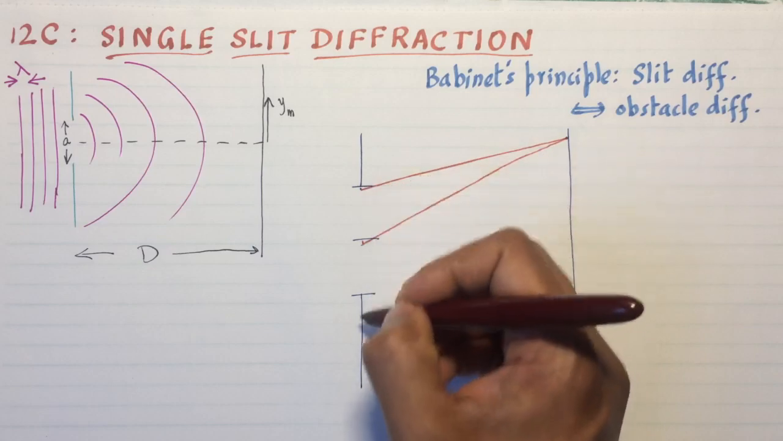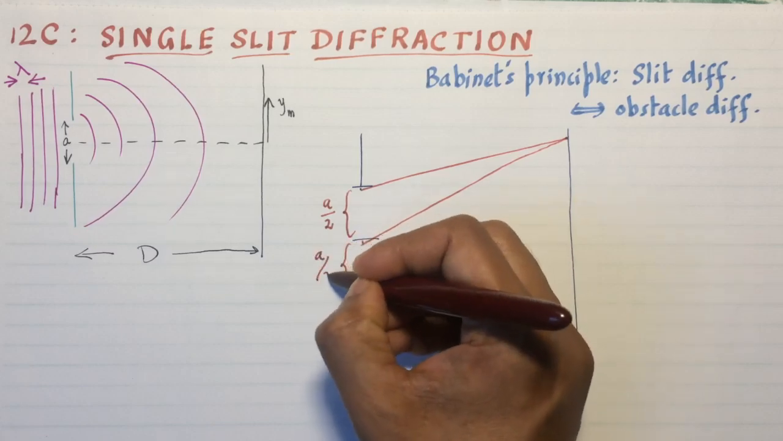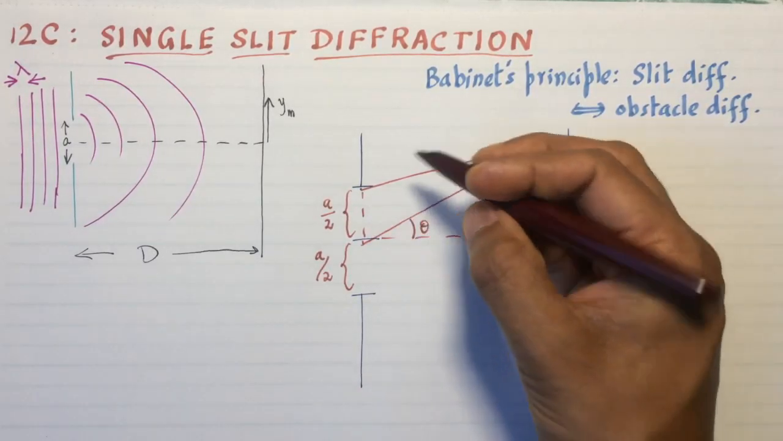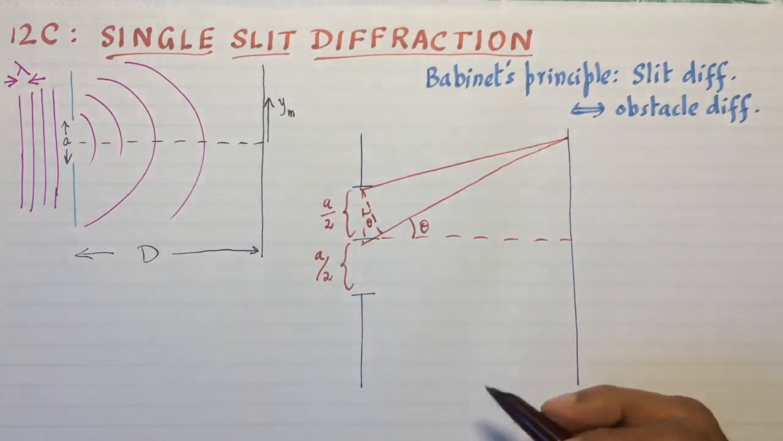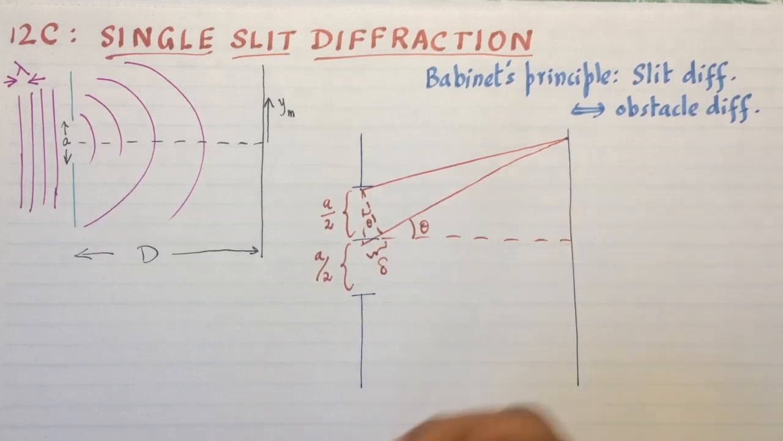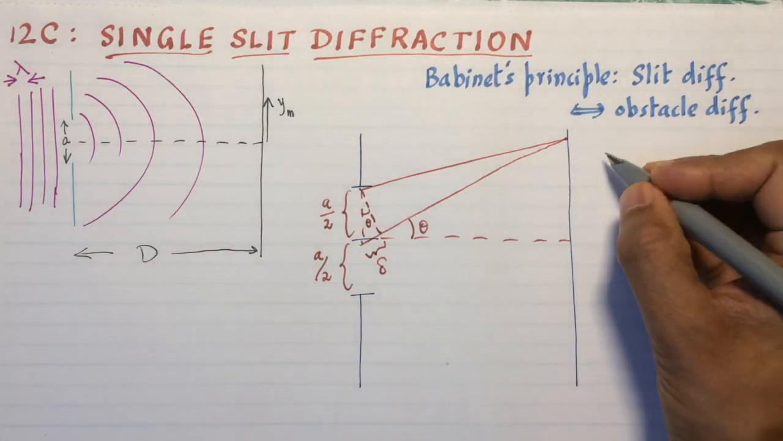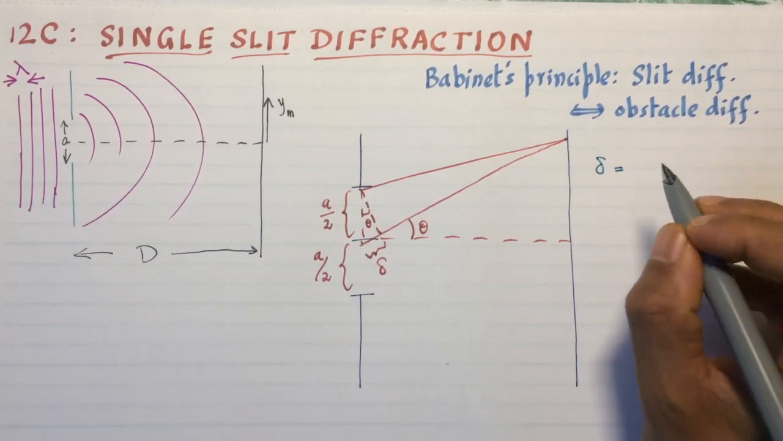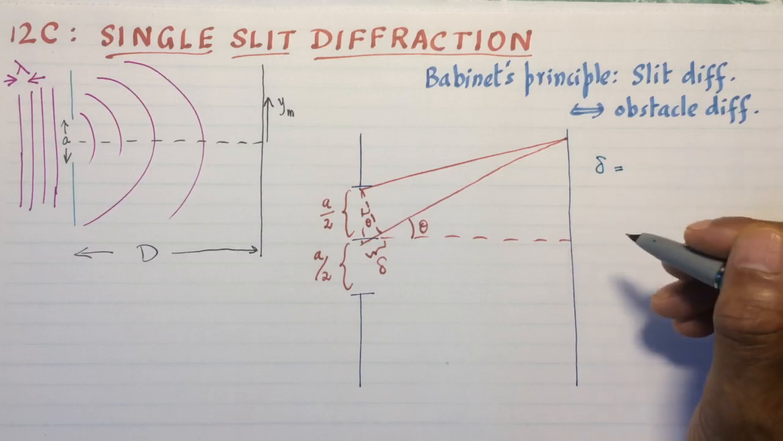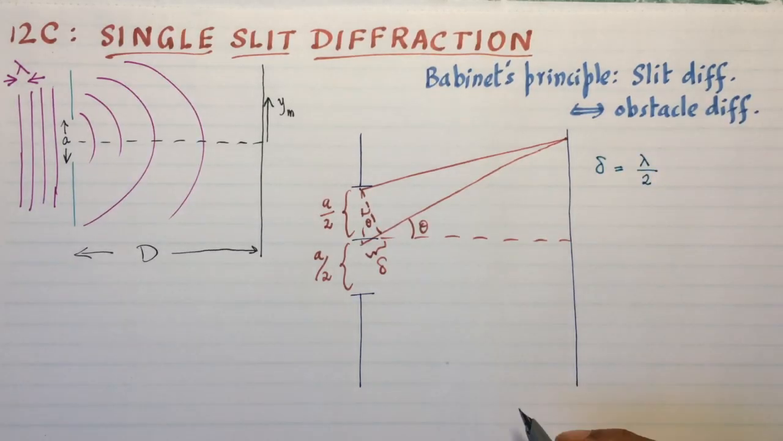Now remember, since I've divided this into two parts, each one is going to be a over 2. And so, if this angle is theta, and assuming the small angle approximation in all this, that angle will also be theta. And so the path difference we're looking at is this quantity delta there. Now we want destructive interference, so it must be off by a factor of lambda by 2. And so lambda by 2 is what we have for a dark spot.